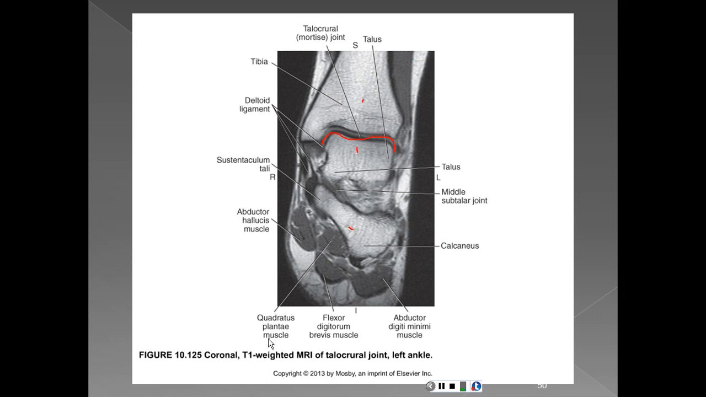The quadratus plantae muscle, flexor digitorum brevis muscle, how you curl your toes, abductor digiti minimi muscle, so these muscles flare out the toes. This is the sustentaculum tali, right there, a portion of the calcaneus bone.